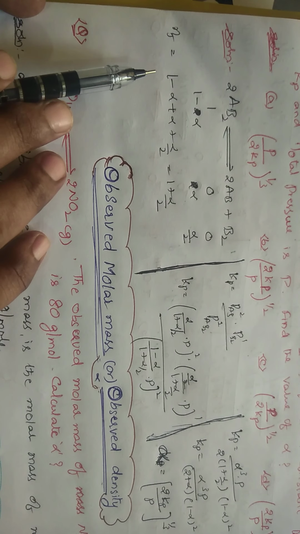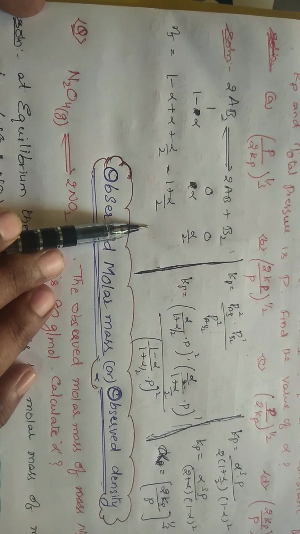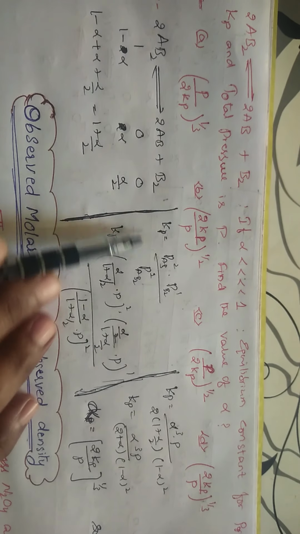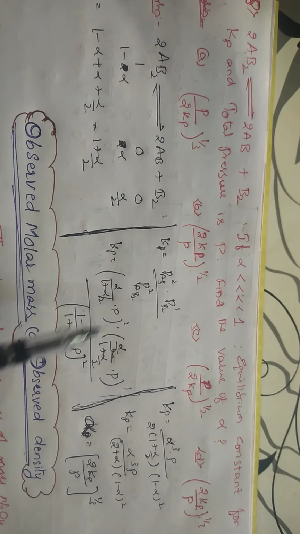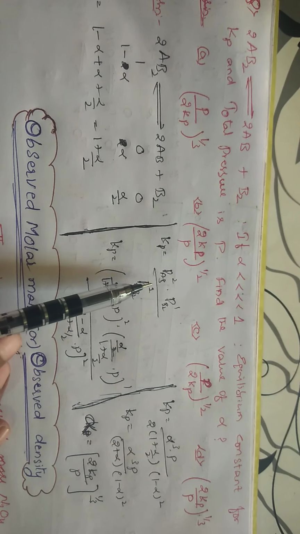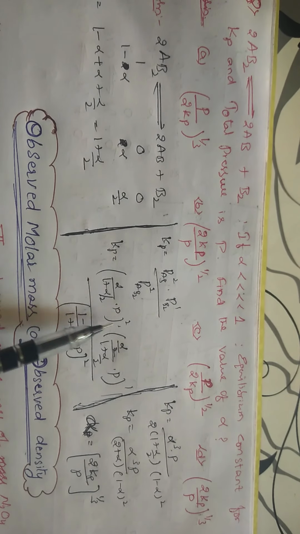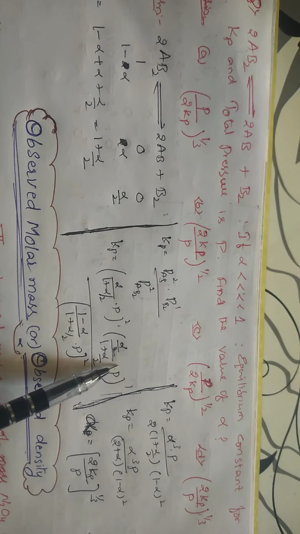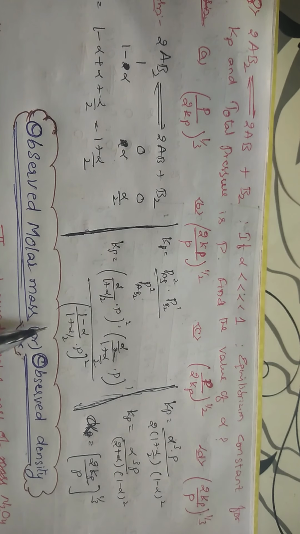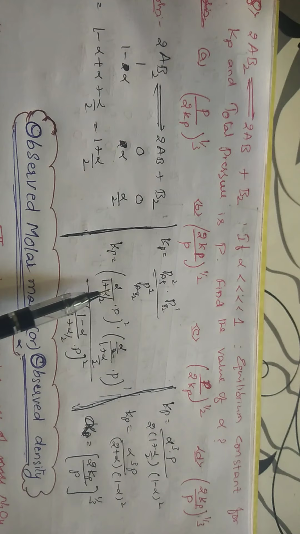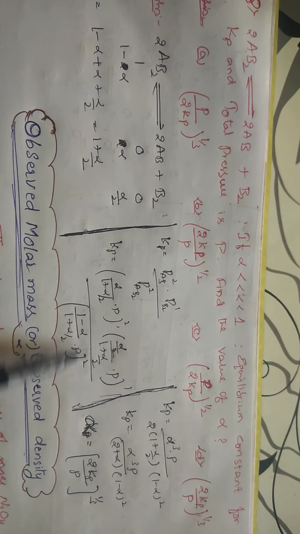So total number of moles will be 1 minus alpha plus alpha plus alpha by 2, so total 1 plus alpha by 2. Taking the equation into consideration, Kp will be PAB whole square into PB2 to the power 1, by PAB2 whole square. You know how to calculate PAB. Moles of AB by total moles is alpha by 1 plus alpha by 2 into total pressure, and you have the square. Next for B2, it is alpha by 2 by 1 plus alpha by 2 into P whole power 1, mole fraction. And for AB2, 1 minus alpha by 1 plus alpha by 2 into P whole square. You will get the Kp value.